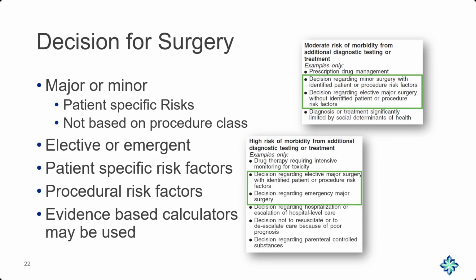I did mention this. You need to look at if the procedure is elective or emergent. That can certainly increase or decrease the risk. There are going to be those procedural risk factors, but it is not based on the CPT code alone. Now, there are evidence-based calculators that some organizations use. Those can be used. There's nothing that precludes providers or organizations from using those. We're not going to advocate for one or the other, but those evidence-based calculators are okay to be used.